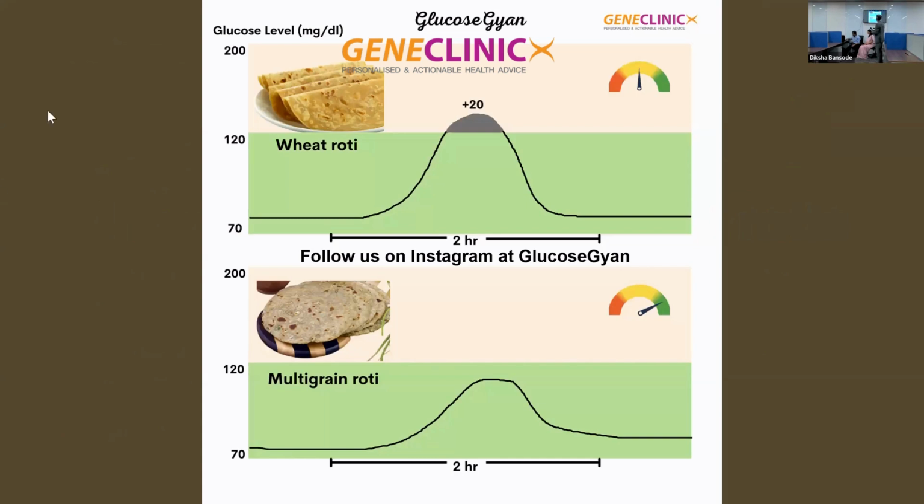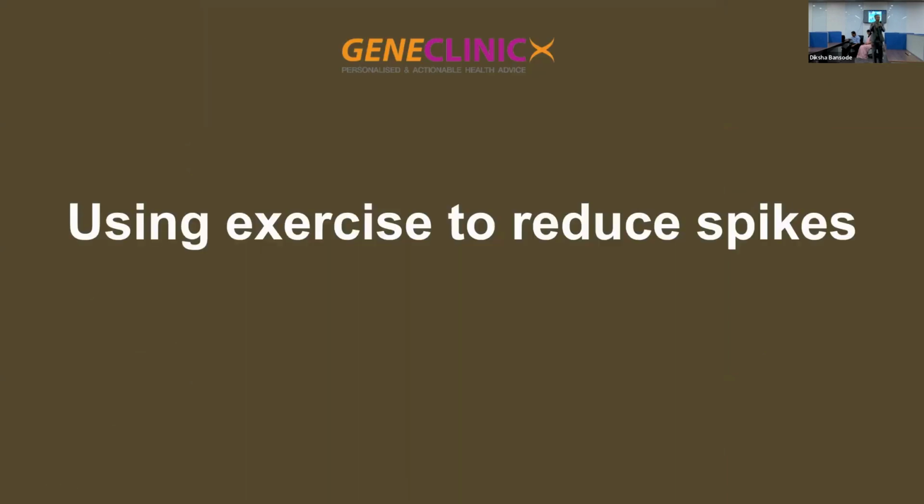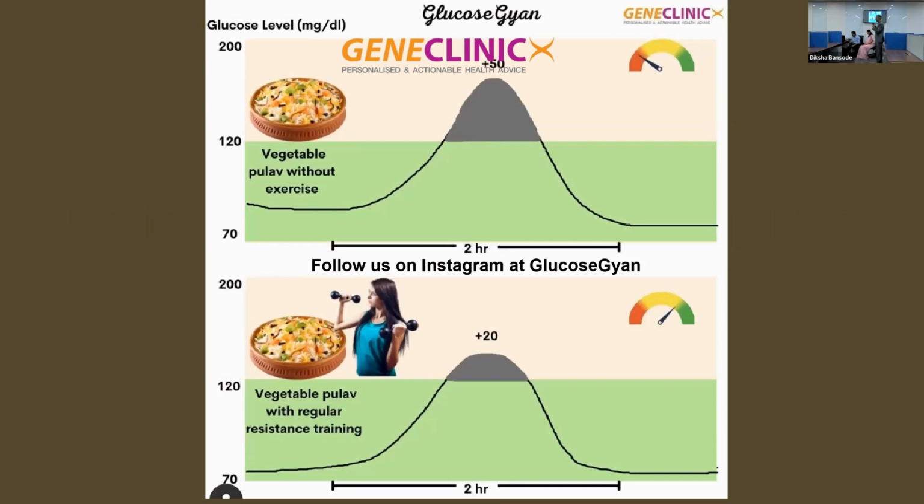So wheat roti versus multigrain roti. Multigrain roti typically wins because, again, more fiber in it, right? Next one, I spoke about this. Somebody who's doing workouts, remember I said that muscle mass increases, so more storage. When that same person eats the same food 3 months apart, first time not exercising and 3 months later having built up muscle mass, you will find that the same foods cause a lower glucose spike.